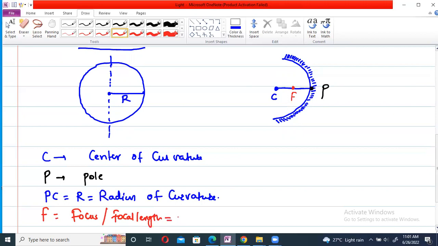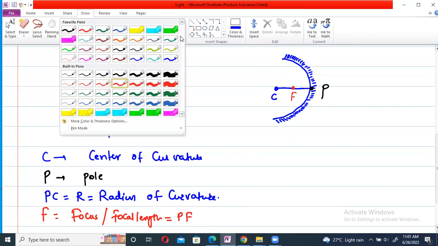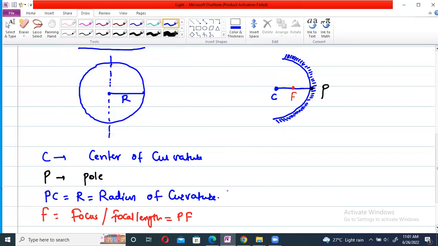Focal length means the length between P and F, right? Focus or focal length, that is P to F, and it is denoted by F. The value of P to F is R by 2.